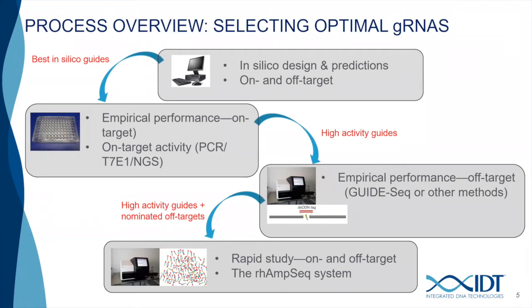In rhAmpSeq, which we developed back in 2013, and I'll go into more detail on that, this allows you to look at the on-target site that your guide RNA is cleaving at, as well as any potential off-target sites, in one high-throughput NGS reaction, and do that on the cells that you've actually edited. So we'll go into a lot more detail on that, but this is a high-level overview of how we select guide RNAs and the steps to go through for assessing their function.